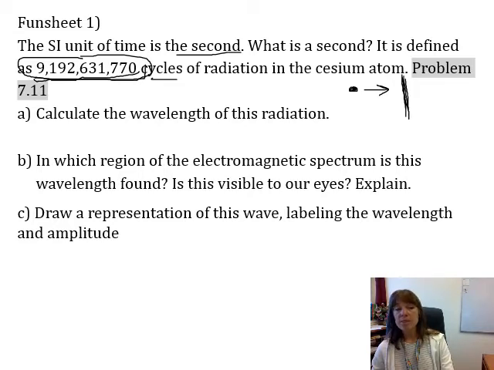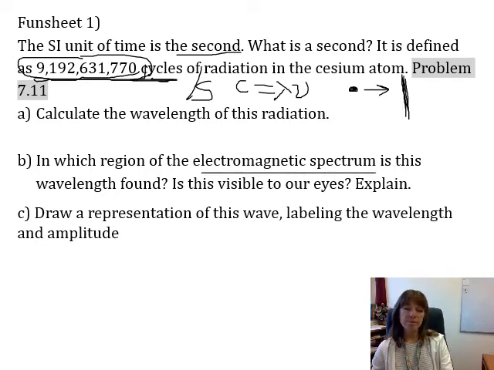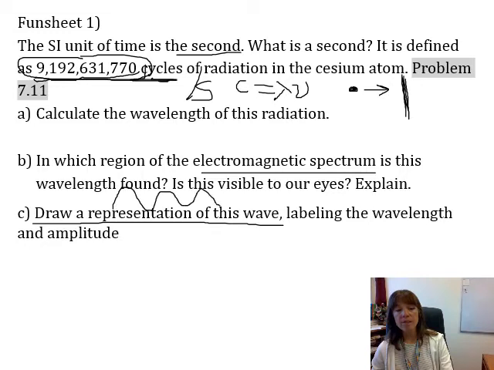Now, in this example, you're given cycles per second. So that is a frequency. So you can use your relationship of c equals lambda times the frequency to get the wavelength of that. And then just like we did on the previous problem, you can look at the electromagnetic spectrum and see what area that falls in. And then finally, I ask you to draw a representation, how to label wavelength and amplitude.